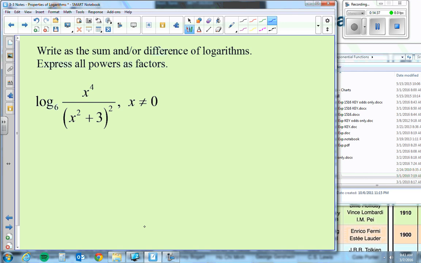Try this one. It's log of a quotient. I'm just doing the quotient rule and then the power rule.